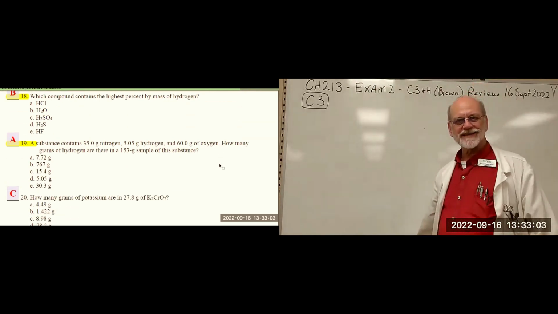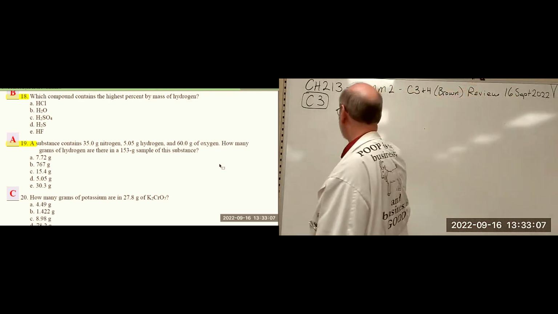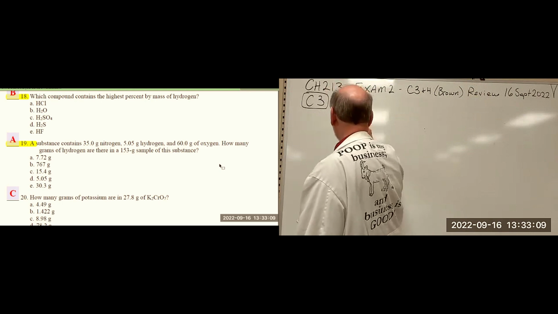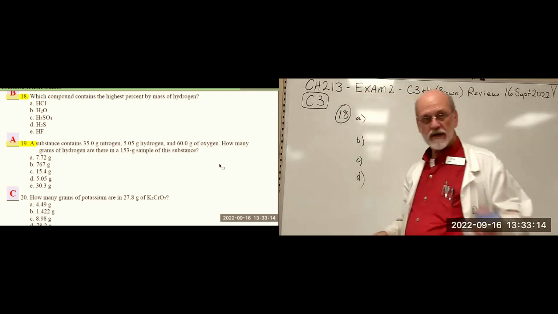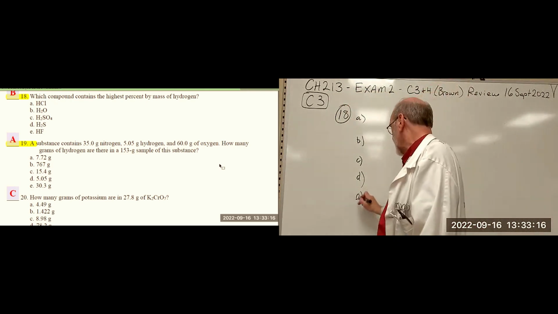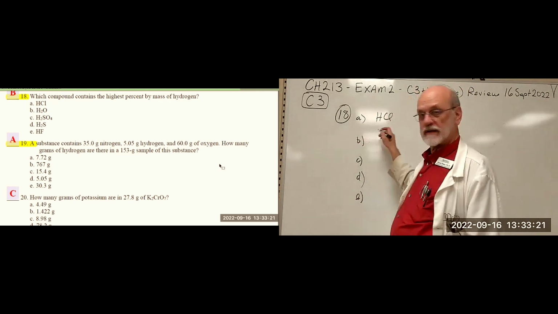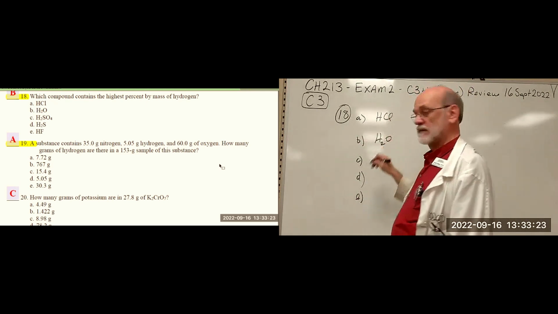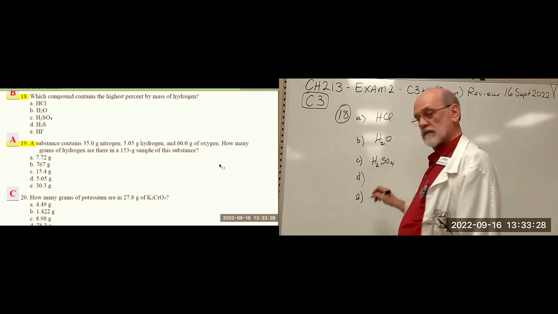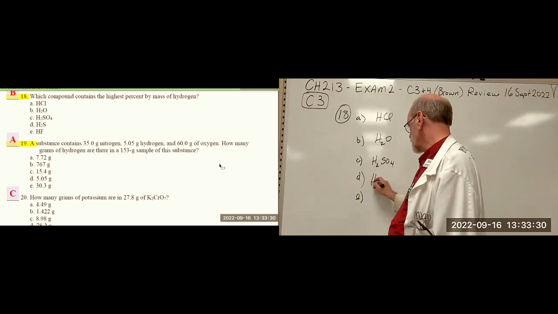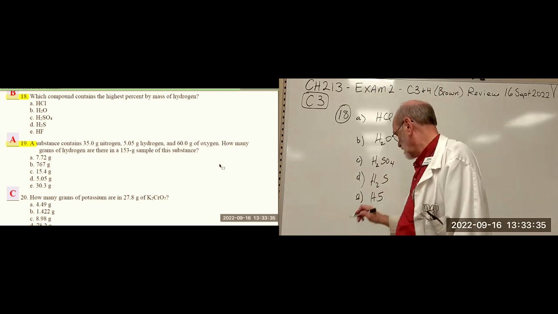Which compound contains the highest percent by mass of hydrogen? Okay, so this one is another Henry Ford situation. You set up the calculations to be done the same way for each one. Hydrogen chloride, water, H2SO4, H2S, and HF. Oops.